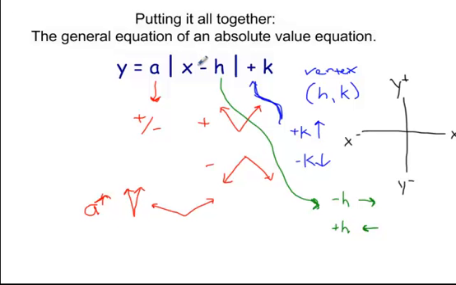Well, your formula actually tells you this. Think of this as an opposite sign. Think of this as a same as sign. So the h value moves opposite to its sign, and the k value moves up when it's positive and down when it's negative.